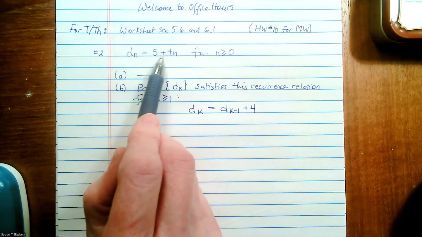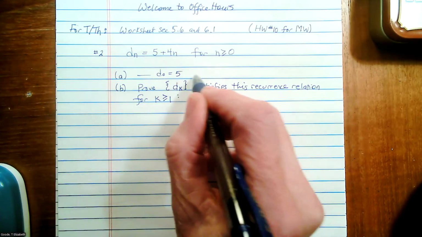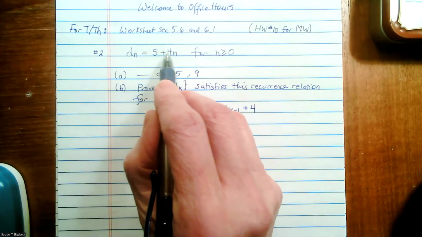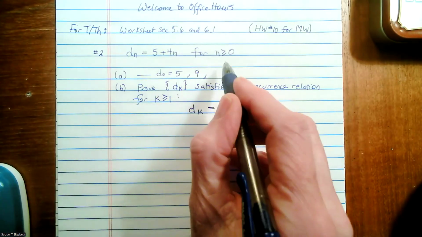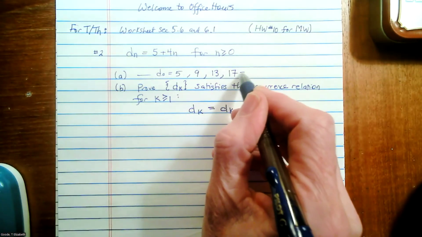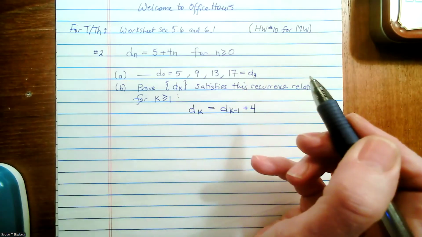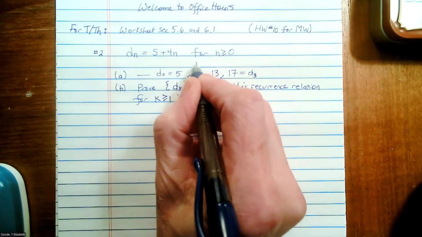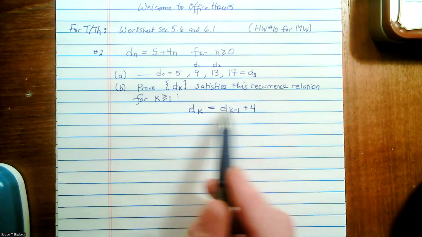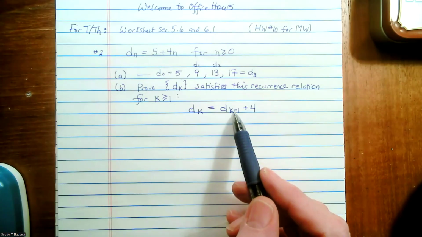Because we just keep adding 4 over and over. Like if d0 is 5, then d1 is 9 because it's 5 plus 4 times 1, right? And 13, and 17 is d3. These are zero, these are one, these are three. So it's an arithmetic sequence, and all this is saying is that to get to term d sub k, we take the term before it and add 4.